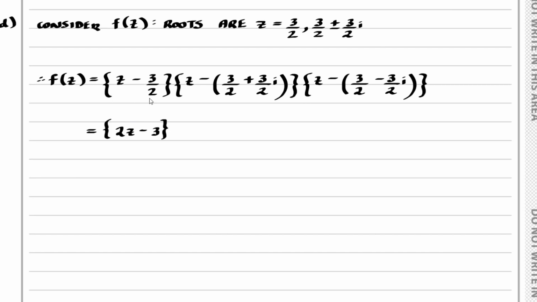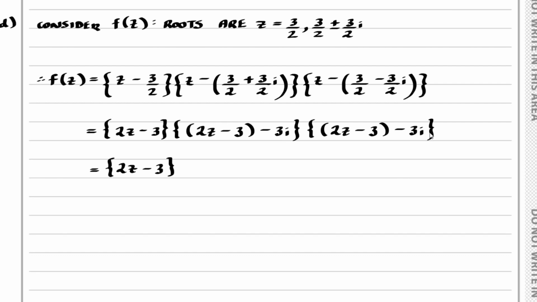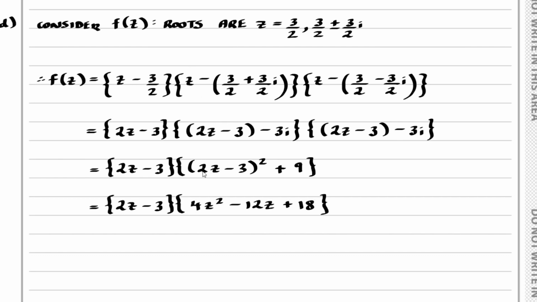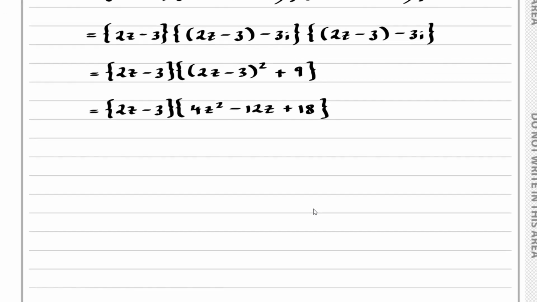So we've got the 2z minus 3. This will still give us a root of 3 over 2 when we set f of z equal to 0, multiplied by 2z minus 3 subtract 3i multiplied by 2z subtract 3 plus 3i. So if we work this out, we get 2z minus 3 multiplied by 2z minus 3 squared plus 9. So we've got 2z minus 3 multiplied by, and if I work all this out, I get 4z squared subtract 12z plus 18. I'm going to leave that alone.